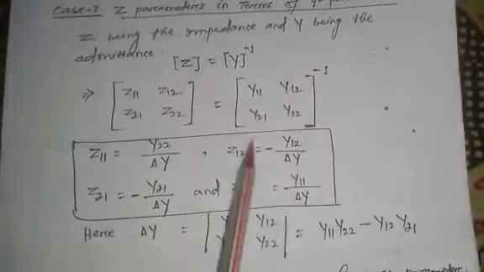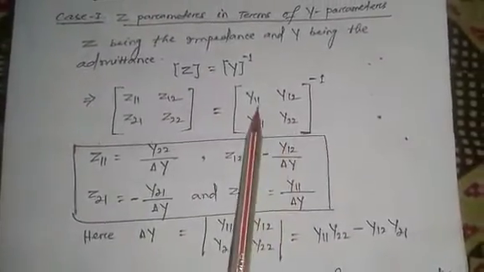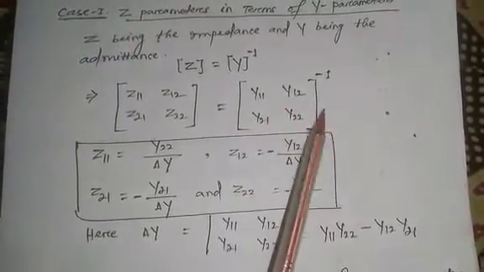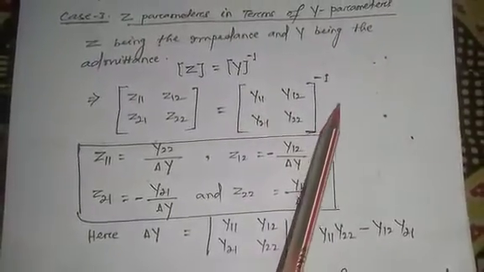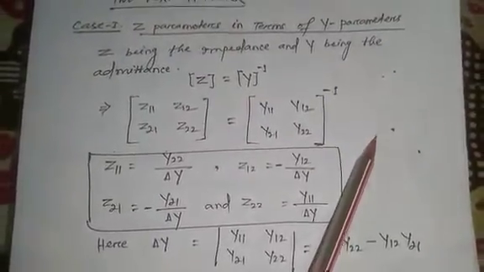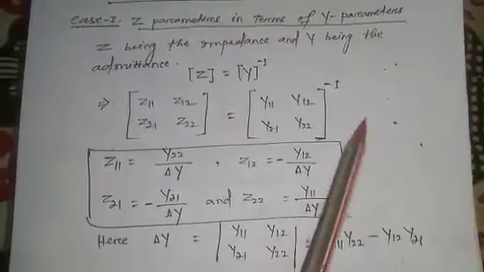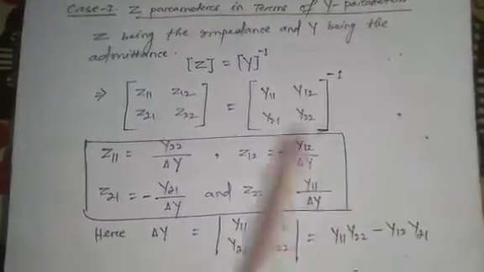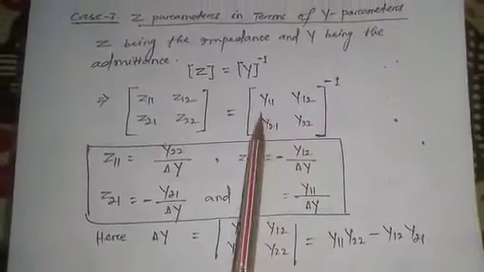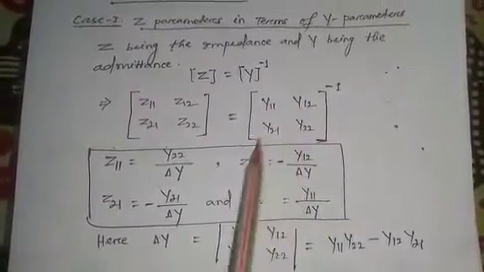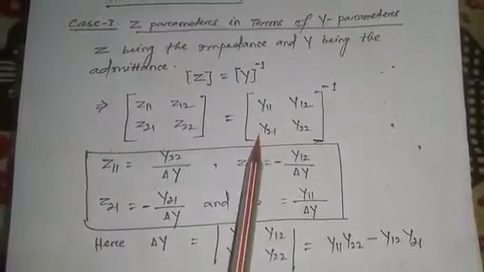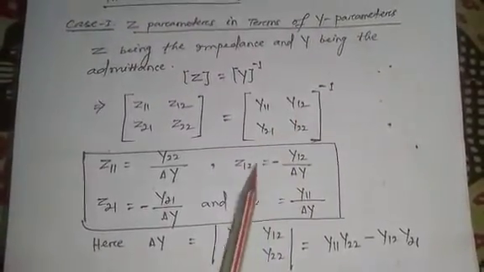Then how do we calculate the inverse matrix? When we calculate the inverse of one matrix, the answer is the adjoint of this matrix divided by the determinant of this matrix. Suppose we calculate A inverse: adjoint of A divided by determinant of A. Similarly, what is the adjoint? These two positions are changed and the signs of these two are changed. Here these two are positive, that's why the signs change, meaning these two are negative.